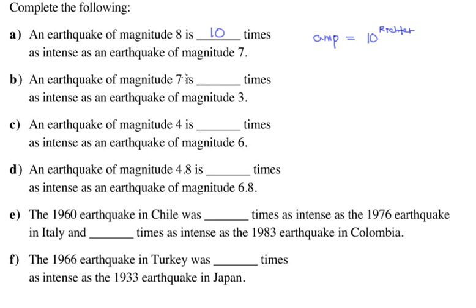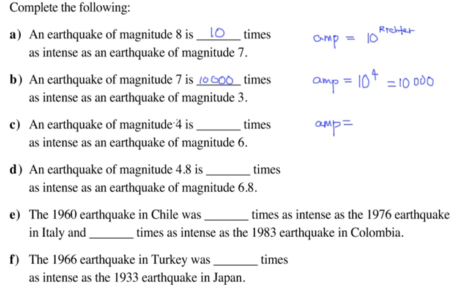7 versus 3, now we have a Richter difference of 4. And so our amplitude for this would be 10 to the 4th power, which is 10,000. A 7 earthquake is 10,000 times higher in amplitude, or releases 10,000 times as much energy as a magnitude 3. How about 4 versus 6? What's our Richter difference there? If you said 2, you're mostly right.